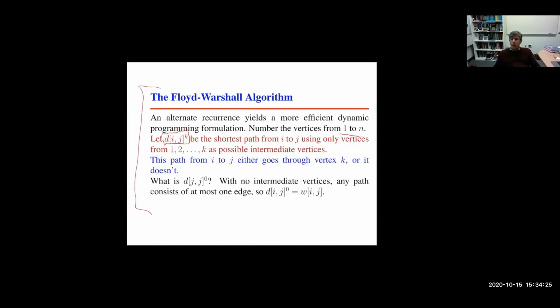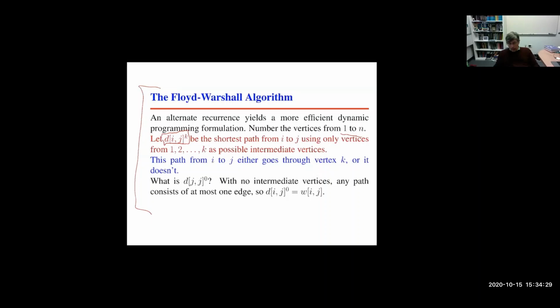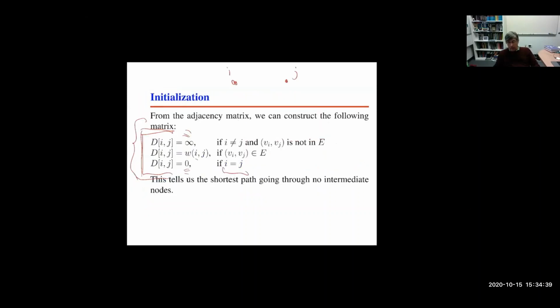Okay, what else do I see here? We saw that, as I said before, if I'm not allowed to use any intermediate vertices, this weight matrix that I talked about here was the optimal way of doing it. Does everybody agree?